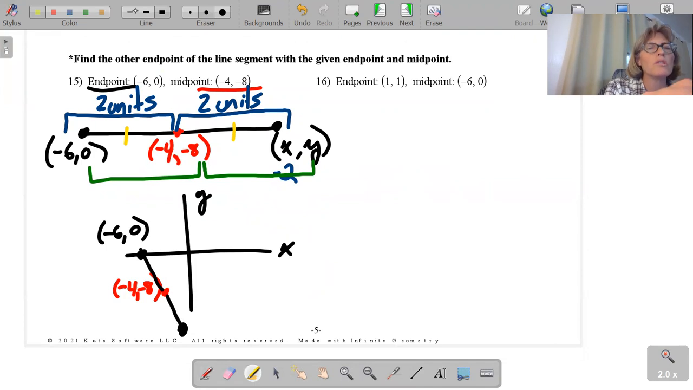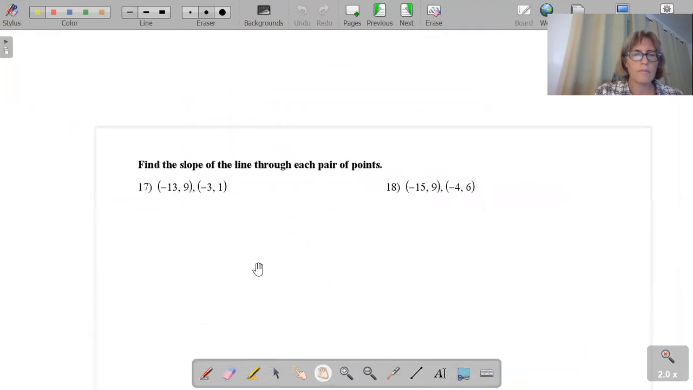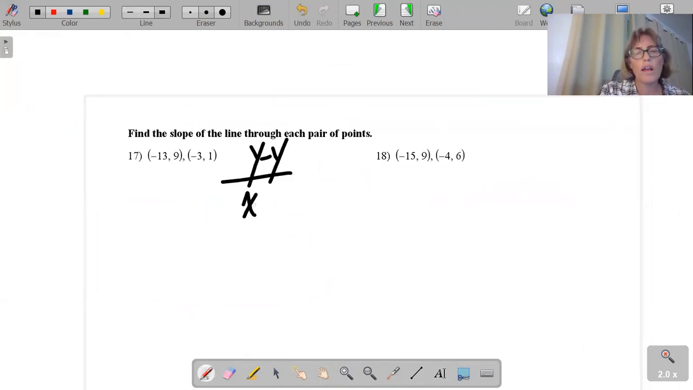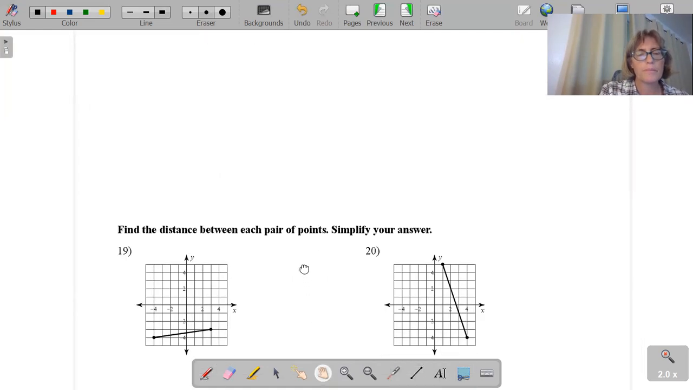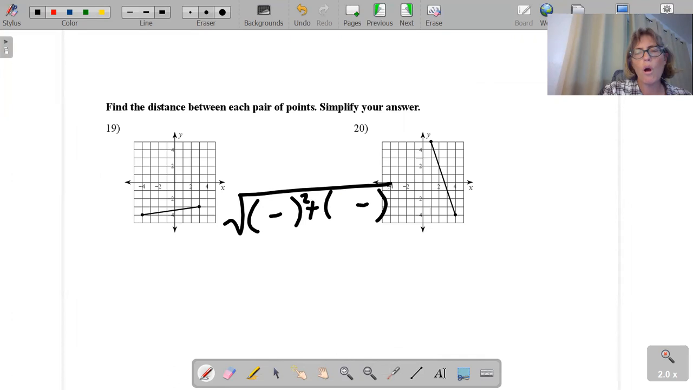And this way you can simply use slope. Count the slope here, and then the slope has to be the same to get to that other endpoint. Slope, you should know how to do that: y minus y over x minus x. Distance is the giant square root of (x minus x) squared plus (y minus y) squared.